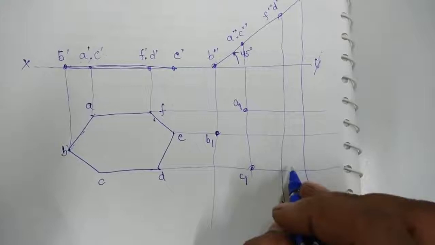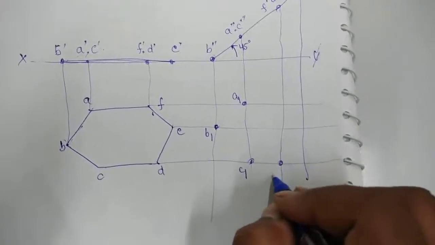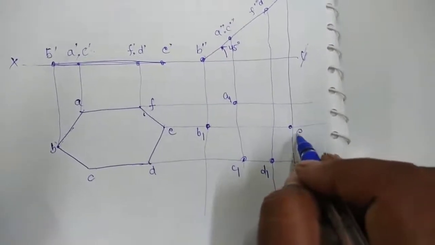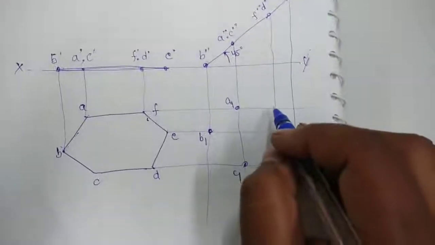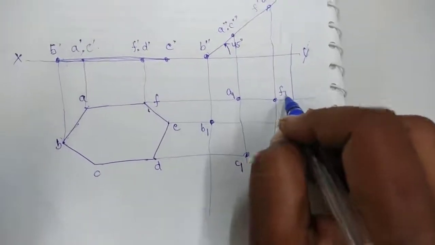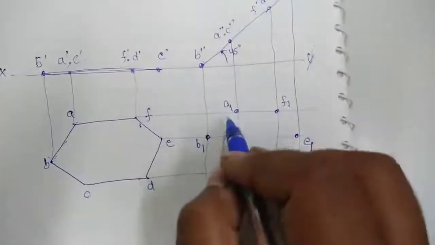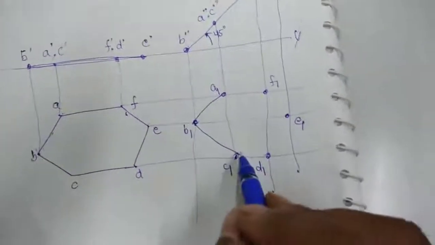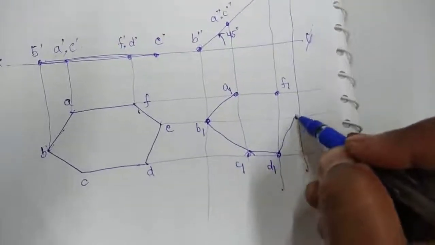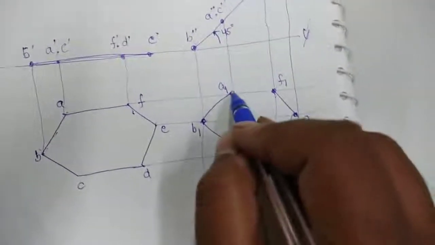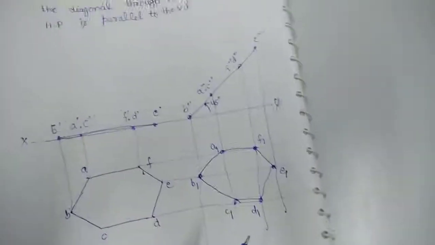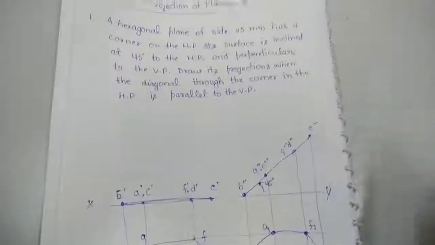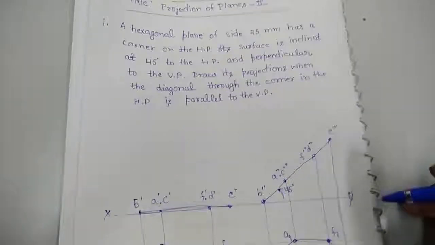Look at D, D is projected here, so it is D1. And then E is projected here, this is E1. And then we would like to see F, this is F1. So you join all these points: A1 to B1, B1 to C1, C1 to D1, D1 to E1, E1 to F1 and F1 to A1. So this is our final projection. This is our front view. This is our top view. So this is how we are going to complete this question of projection of planes 2. Thank you.